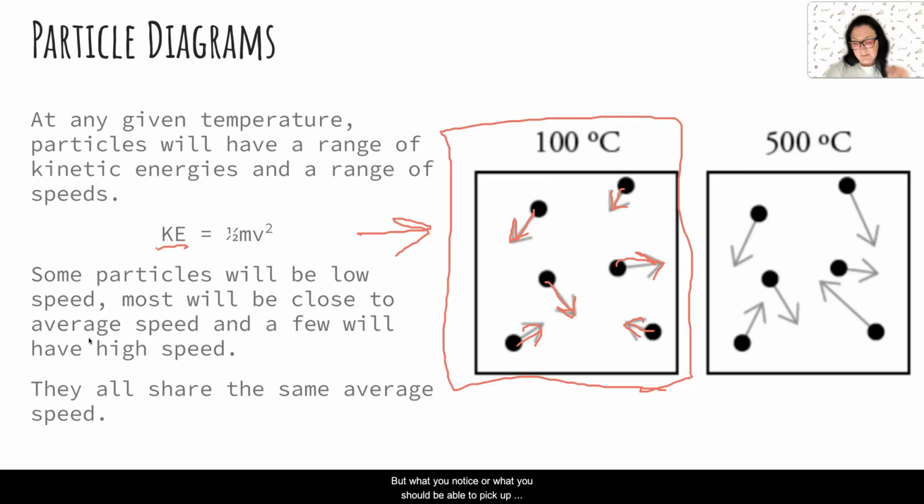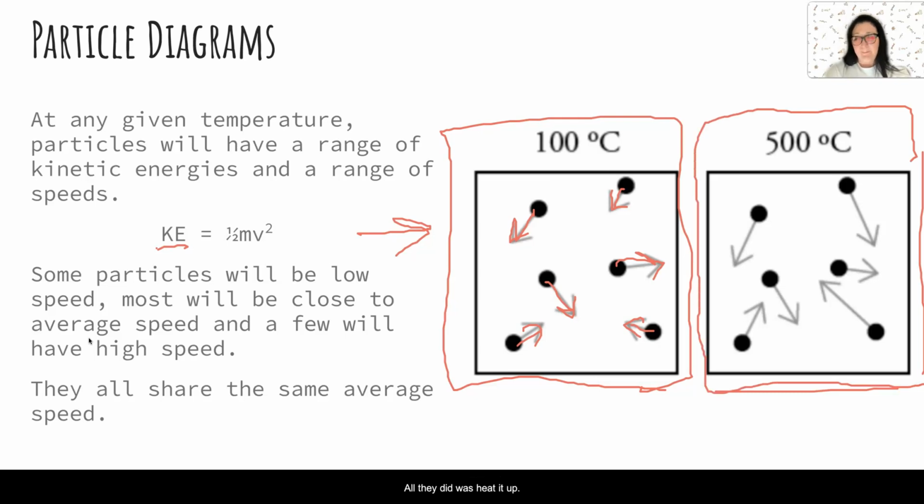But what you should be able to pick up, over here on this diagram, notice that I have 6 identical particles, right? It's the same particles in the same container. All I did was heat it up. So now my temperature is 500 degrees Celsius, and we know our thing, right? If we heat them up, we speed them up. If we heat them up and they're at a higher temperature, they have a higher kinetic energy.